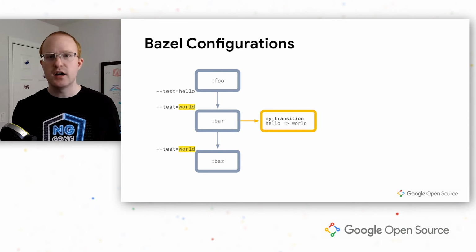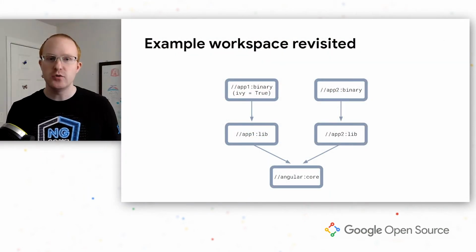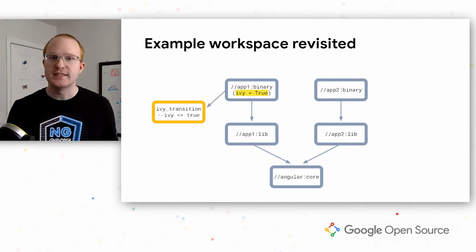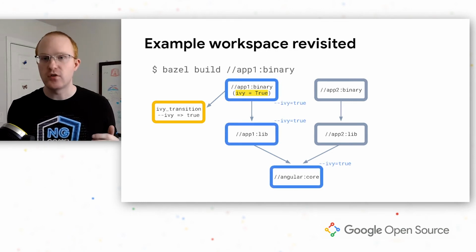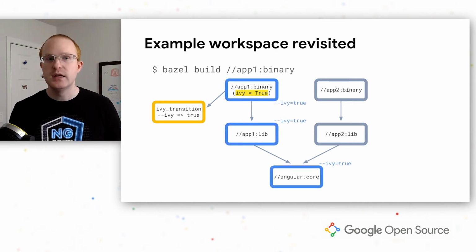Now, that's a lot of high-level concepts, so how might we be able to apply this to solve our problems with Ivy? So let's revisit the original design we came up with a moment ago and how we can use transitions to implement it. We can add a new attribute called Ivy to ngModule and set it on app1 binary, the top-level target for that application. This will enable a transition which sets the Ivy flag on the configuration. This means that when we build app1, Ivy is transitively inherited for all targets in an application, as well as any shared libraries like Angular Core.